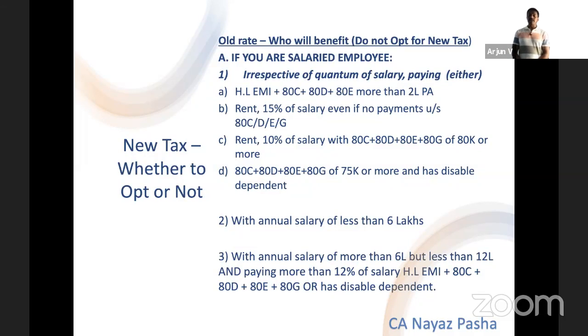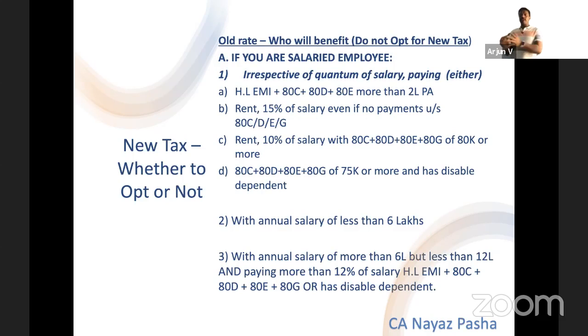Third category, what I say, if your salary is more than 6 lakh but less than 12 lakh, I specify this category. And if you are paying 12% of salary on all this put together, housing loan EMI, 80C, 80D, 80E, 80G, or if you have a disabled dependent. When I say or, let me clarify, this 12% of all this is one side, dependent is one side. If you have just a handicapped or disabled dependent, up to 12 lakh rupees, old rate is good for you.